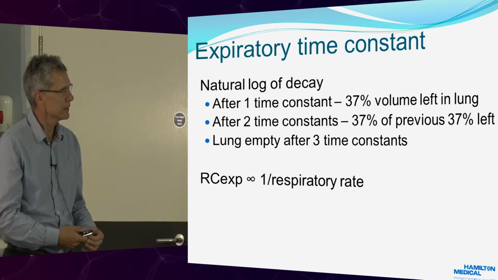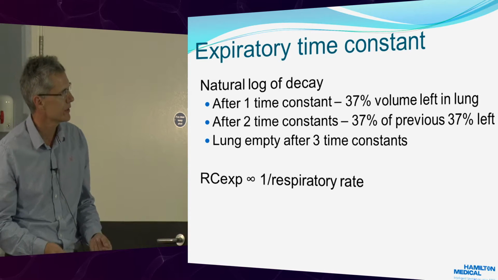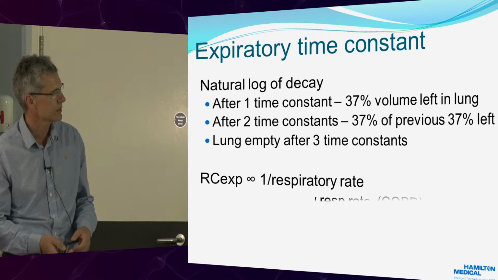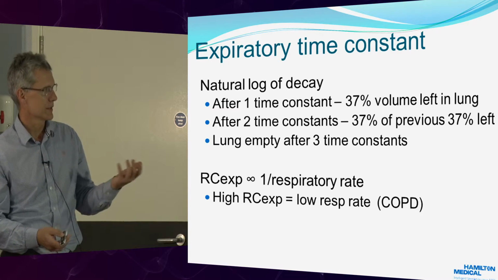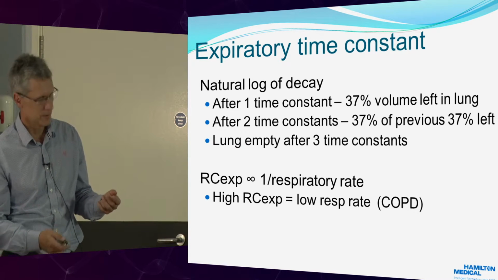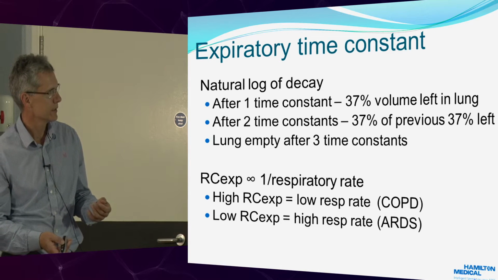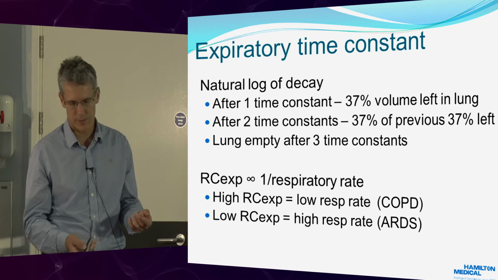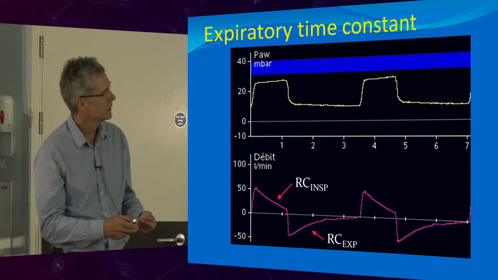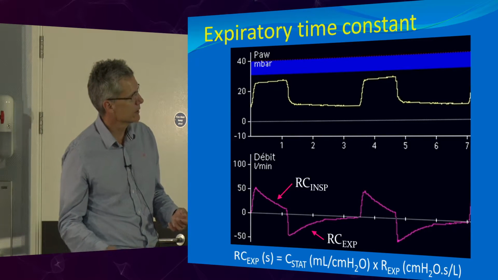As I said earlier, the expiratory time constant is virtually proportional to your respiratory rate. So in COPD, they'll have a high time constant, low respiratory rate, and then a low time constant, high respiratory rate in ARDS.